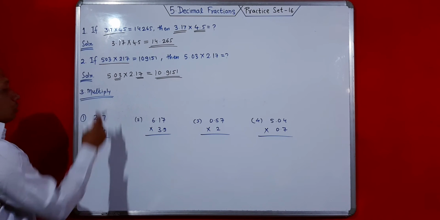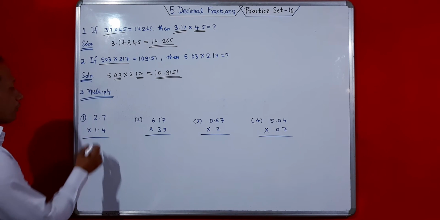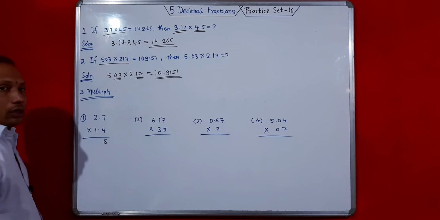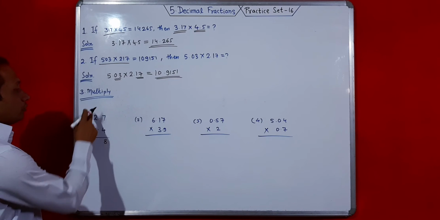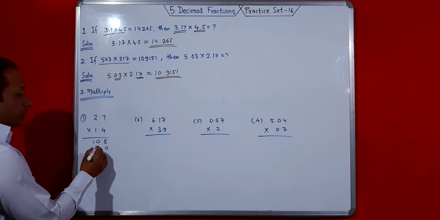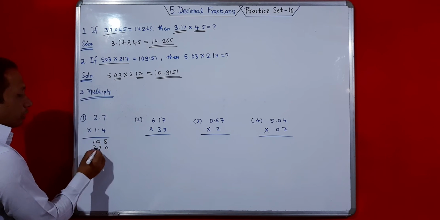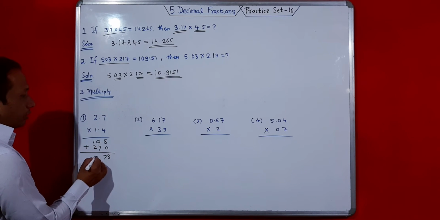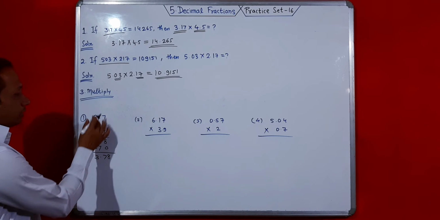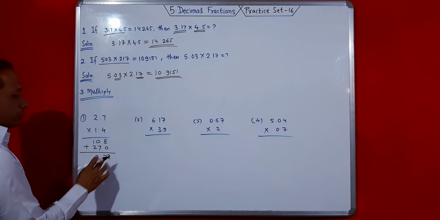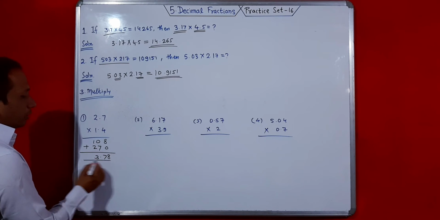Okay, so now multiply. We will solve the third question. 2.7 into 1.5. 7 4s are 28, 8 remaining 2, 2 4s are 8 and 2 is 10. So take the 0. 1 into 7 is 7 and 1 into 2 is 2. Just do the addition. So 8, 7 and 3. After the point, how many digits are there? 2 digits. So put the point by keeping 2 digits blank.